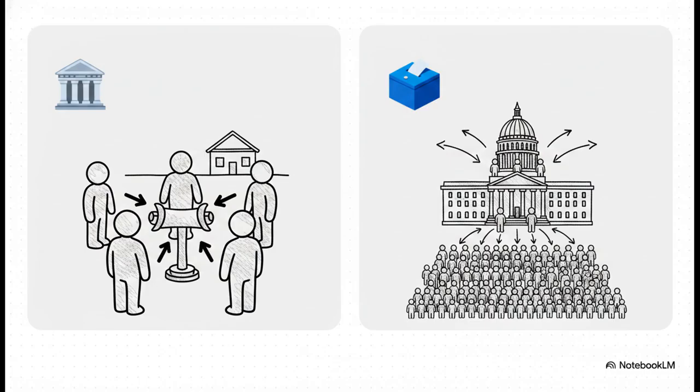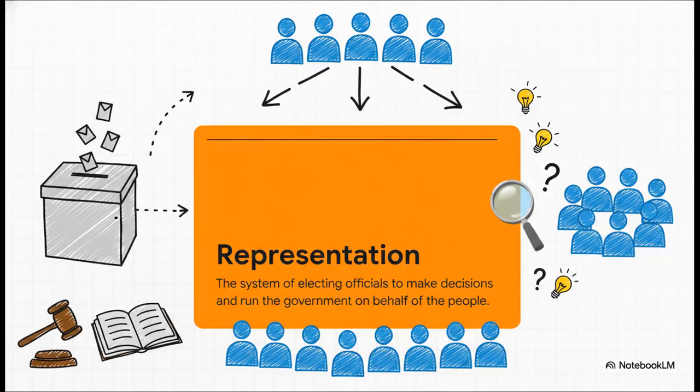And that's exactly why huge modern countries like ours use an indirect democracy, where we elect representatives to make those big decisions for us. And this brings us to a huge one, a term you absolutely positively have to nail for your exams: representation. It's the whole method, the whole system by which we elect people to act on our behalf. Seriously, this concept is the bedrock of modern democracy.